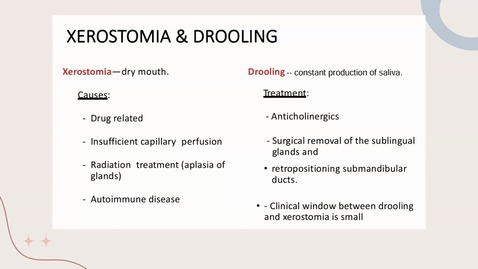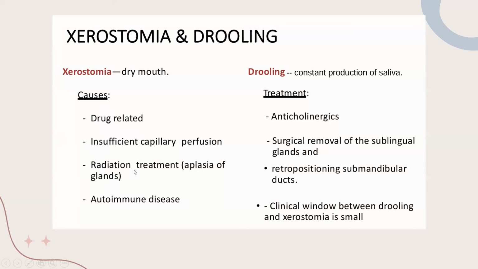We have something called xerostomia and drooling. Xerostomia basically means dry mouth. Drooling means constant production of saliva. So they're kind of opposites of each other. The causes of xerostomia can be drug related. Someone can be taking a certain drug that has a side effect of causing a dry mouth.